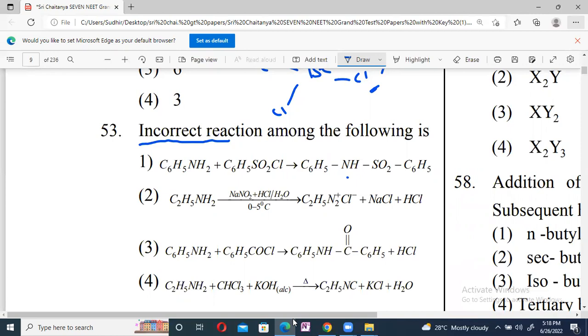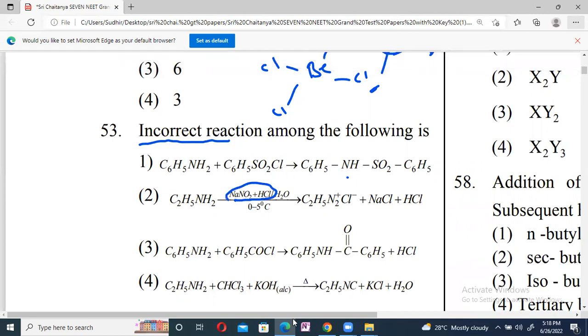But when ethyl amine is treated with NaNO2 and HCl at 0 to 5 degrees centigrade, we are getting here C2H5N2+, a salt, plus NaCl plus water. I should say this is an incorrect reaction because when it is treated with this, instead of getting this one, what we are getting is an alcohol. So the second reaction is the incorrect one.